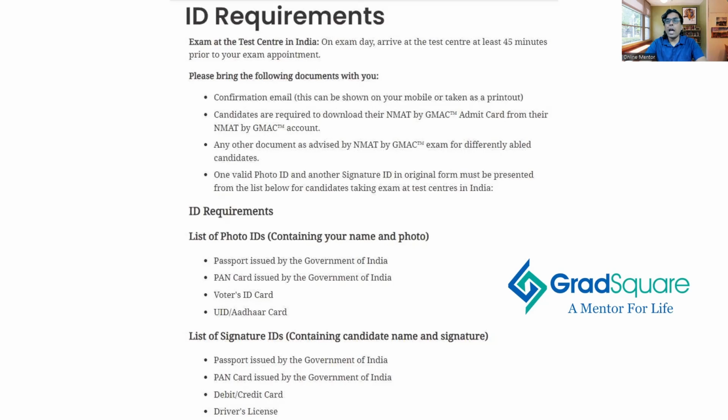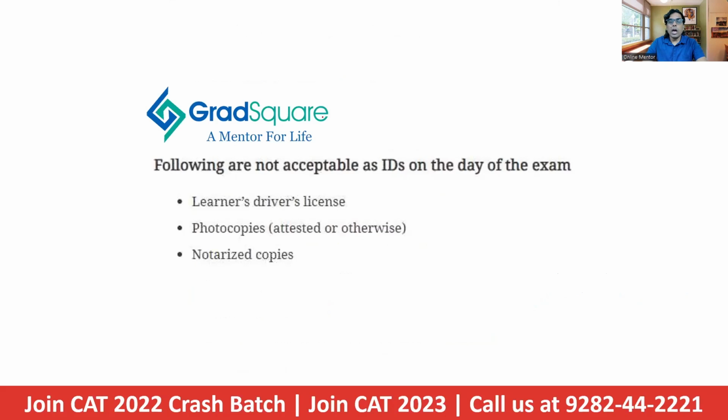One valid ID proof and another signature ID. So this is the most important thing here. The valid ID proof and a signature ID in original form must be presented. Okay. And they've given you the list of IDs that can be used containing your name and the photo. So these are the ones that can be used: your passport, PAN card, voter's ID, and the Aadhaar card. And the signature IDs can be the passport, PAN card, debit card or credit card, or the driving license. Make sure that you have an ID proof with a photo on it. You have another ID proof which has got your signature on it.